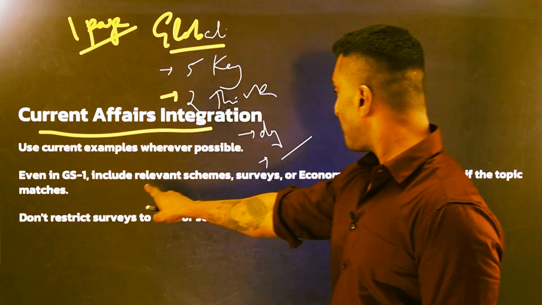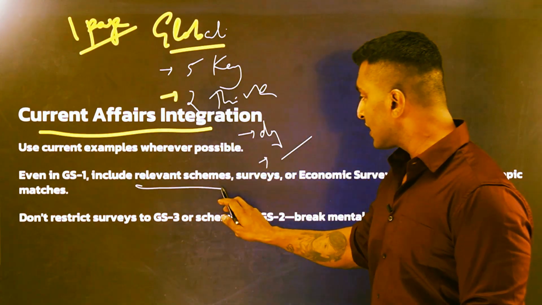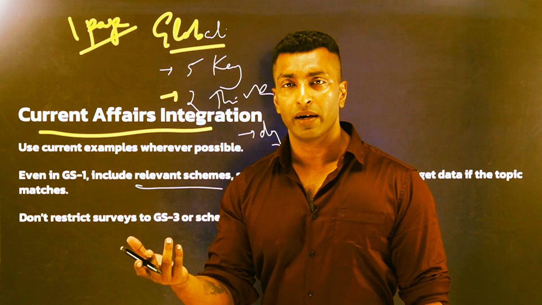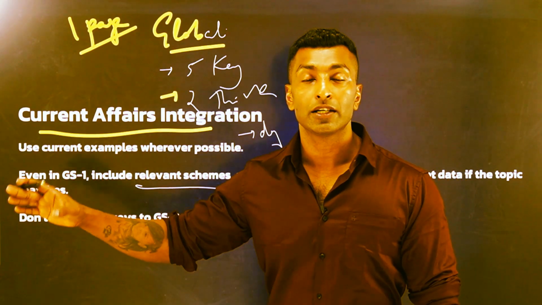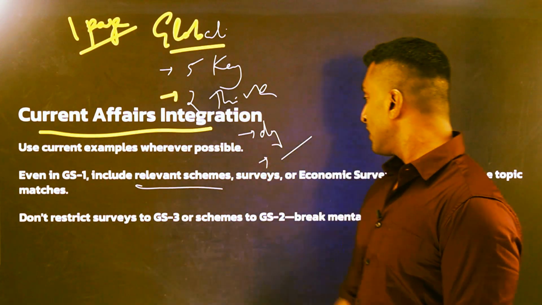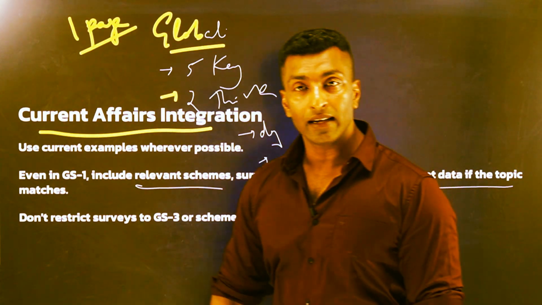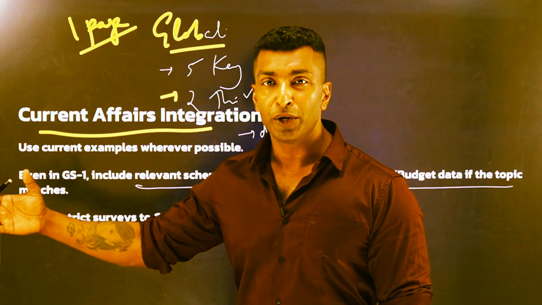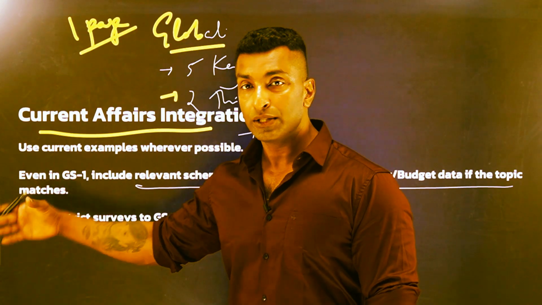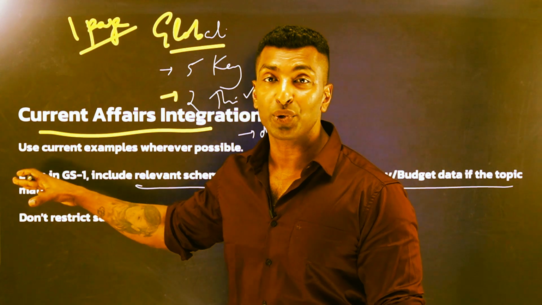Even if it is GS1, you can include relevant schemes. If the question is asked about women empowerment, right, still you can add the schemes which are required, not necessarily only in GS paper 2. Surveys, case studies, economic survey data, budget data, all these, if required as per the demand of the question, you need to use in paper 1 also. So here I am talking specifically about GS paper 1 society questions, how to answer.